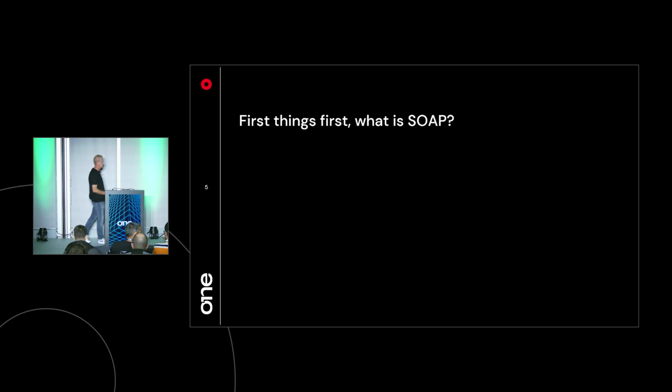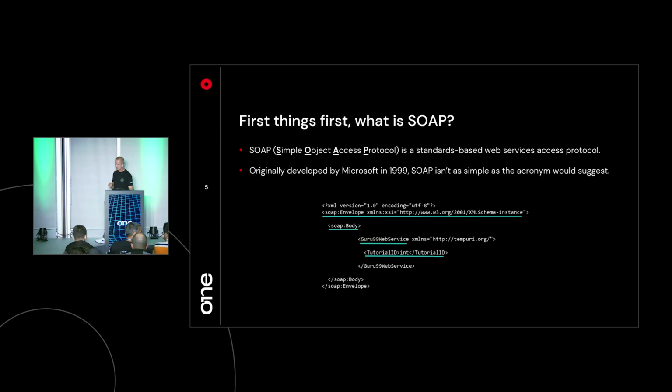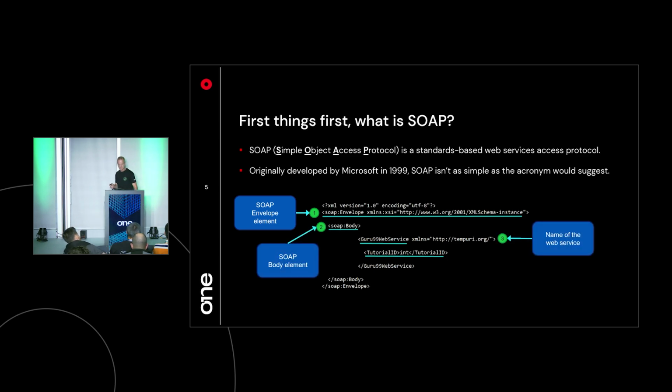All right, first things first, what is SOAP? SOAP is an abbreviation for Simple Object Access Protocol. It's a web service standard. It was developed a long time ago by Microsoft. And even though the acronym is quite simple, the service itself, the way you have to use it, is not simple at all. Here you see an example of a SOAP message, which consists of a few parts. You have the envelope, you have a body, and within the body you have the name of the web service. And then within the body, you have a few parameters if that is what the service requires to execute this function.